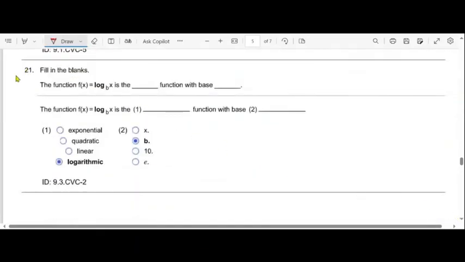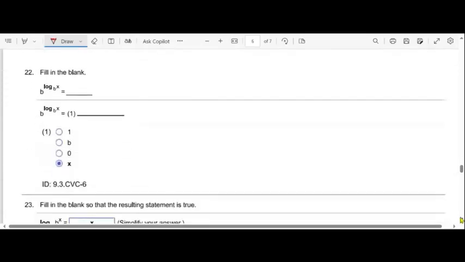Read the next, 21. Fill in the blank. The function f of x equals log with base b of x is a logarithmic function. It's a log function with base b. Exactly. Is this clear? Yes. Let's go to the next one.